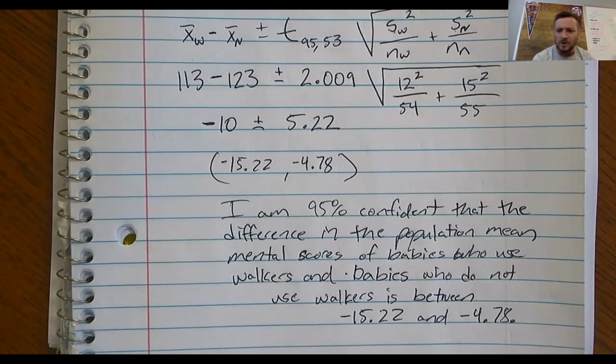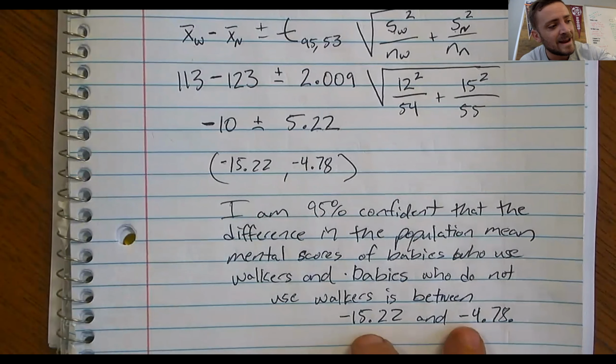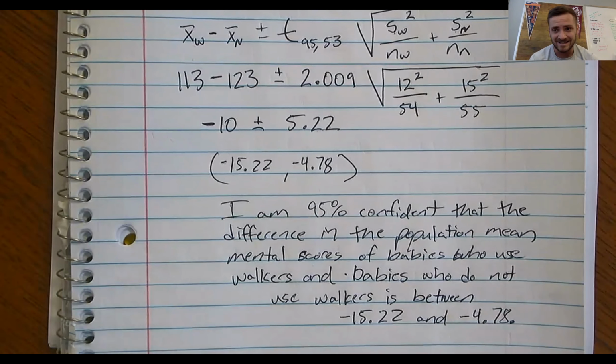Now, guys, what I want you to realize is mental scores cannot be negative. You can't have a negative 15 mental score. You can't have a negative 4 mental score. That's not what it's saying. What it's saying is if we subtract the average score of a walker baby and the average score of a non-walker baby, their difference is negative. And we'll talk about what exactly that means when we answer part B.